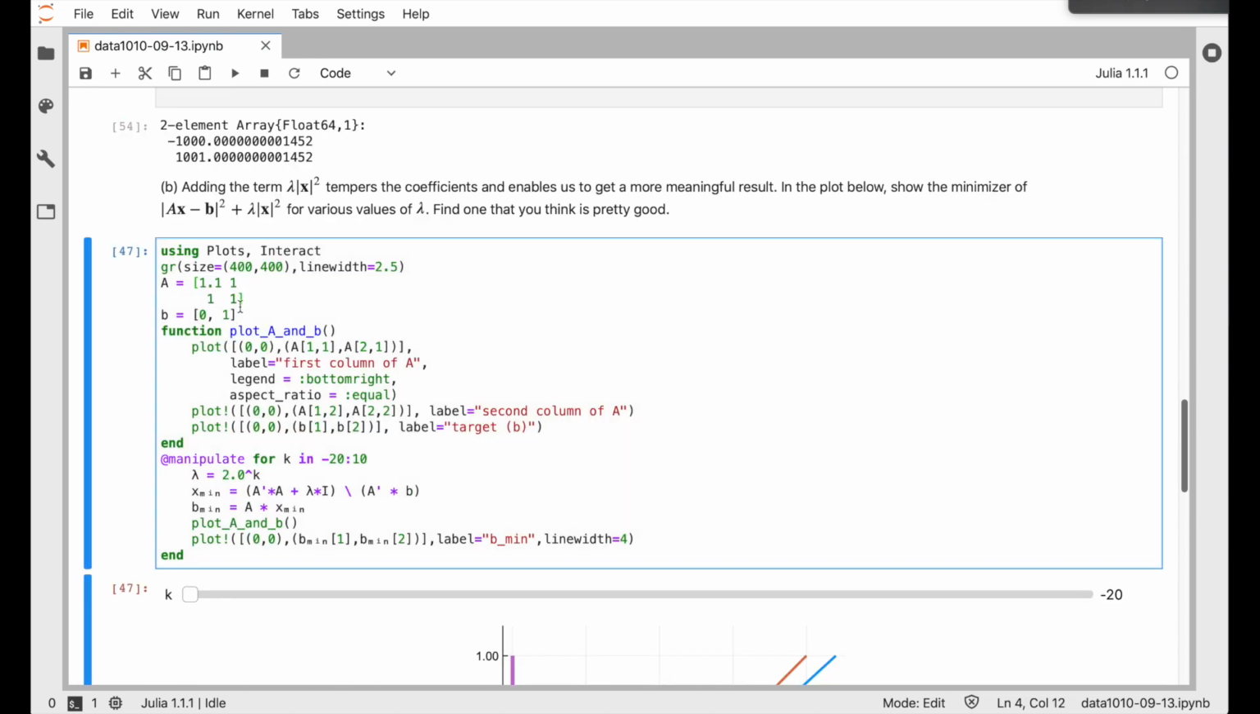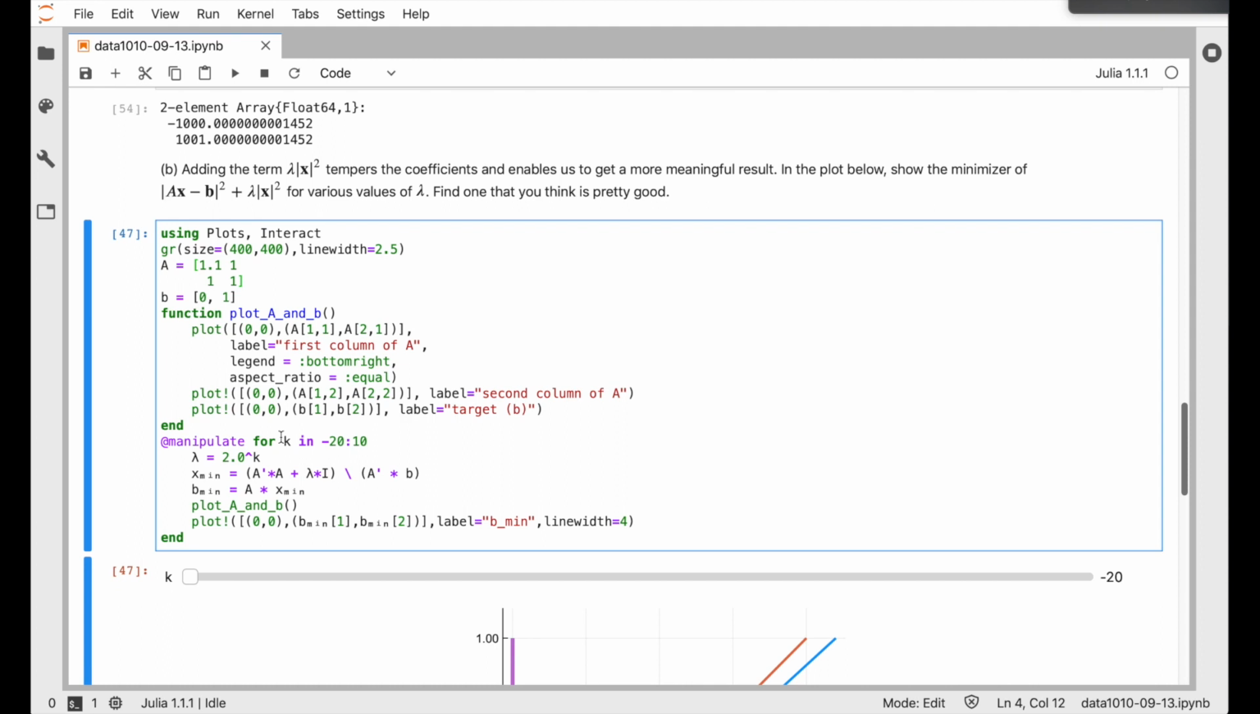So we set up our matrix A again, 1.1, 1, 1, 1, and B, 0, 1. So we're trying to, again, form a linear combination of the columns of A to match up with B. And what we're going to do is solve this equation. So we have this formula here, A transpose A plus lambda I, and then in numerical computing, you want to avoid doing the inverse almost all the time. Matrix inverses are expensive to compute. In this case, it doesn't matter that much because it's a small matrix and it can handle it. But just for good hygiene, we'll use this linear solve operator instead.